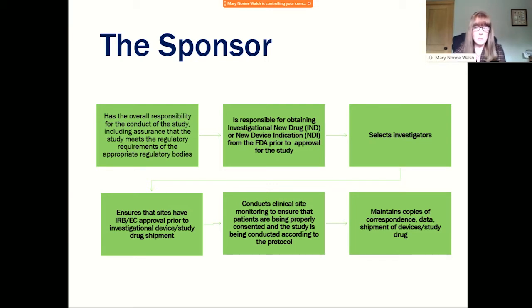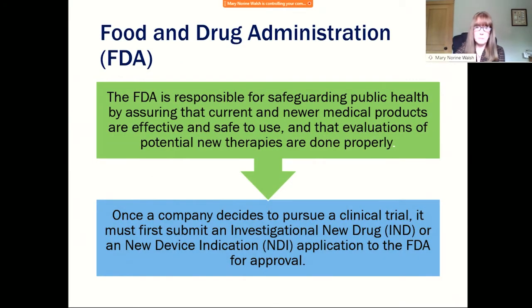The sponsor is responsible for selecting investigators, making sure that the site has IRB and executive committee approval before the investigational device or the study drug gets shipped to you at a site. And then the sponsor also has to conduct site monitoring to make sure that patients are being properly consented, the trial's being conducted according to the protocol. And for those of you who have been a PI, you know the copies of correspondence, data, and shipment and everything is very tightly monitored. So this is all the responsibility of the sponsor, no matter who the sponsor is.